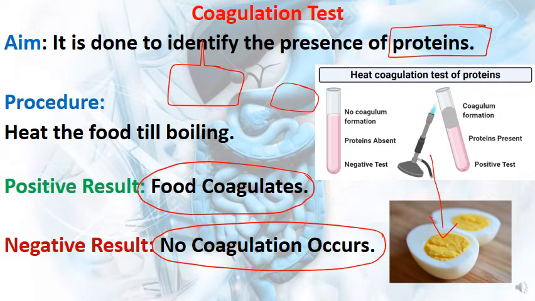It occurs in the burger sometimes. Whenever you have a burger and you put it over the Bunsen burner over heat, it will be smaller in size. It will shrink. This is coagulation of the food. So whenever the food coagulates, this indicates the presence of proteins.